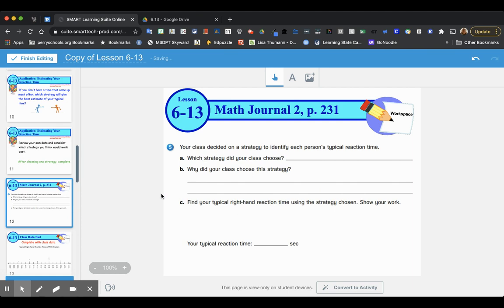Take a look. It says your class decided on a strategy to identify each person's typical reaction time. Which strategy did your class choose? Why did your class choose this? Of course, if you're virtual, it's what did you choose? Why did you choose this strategy?